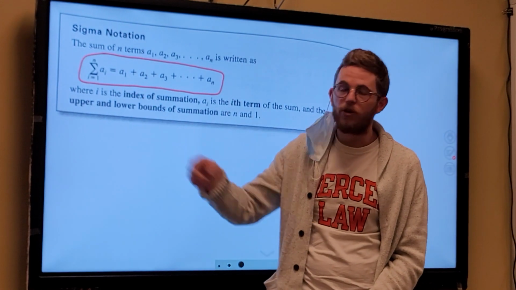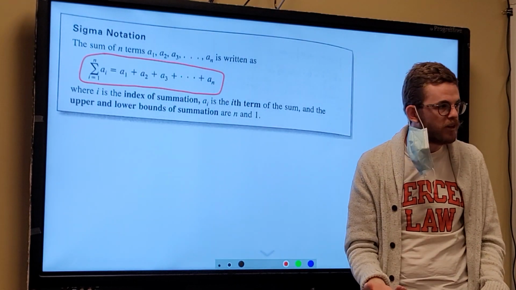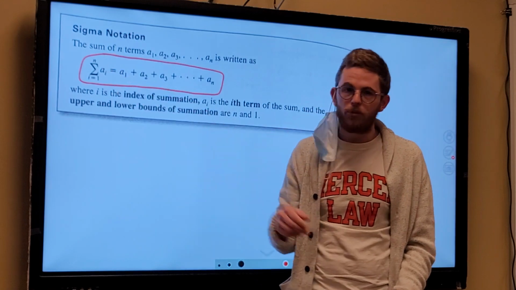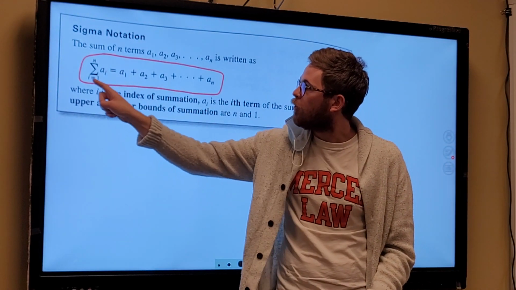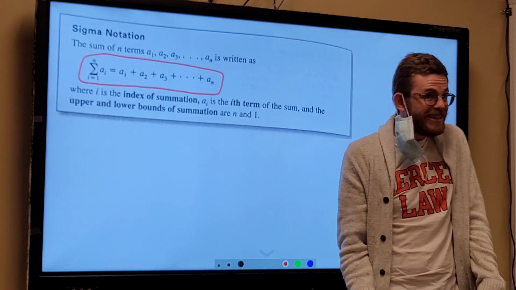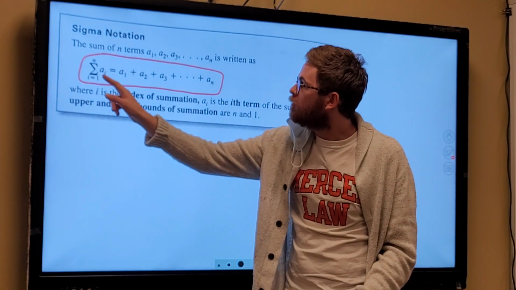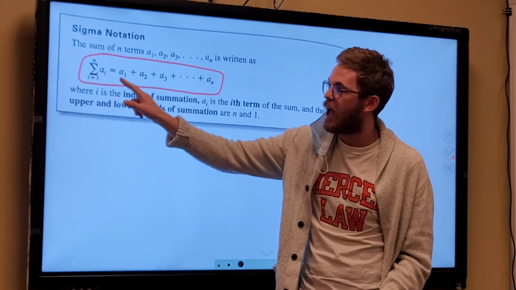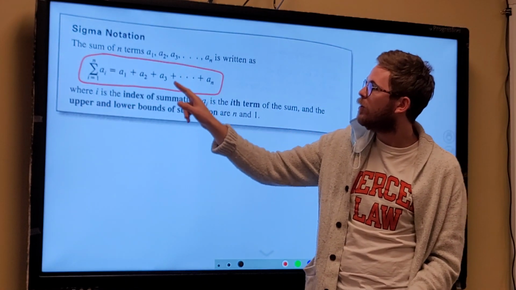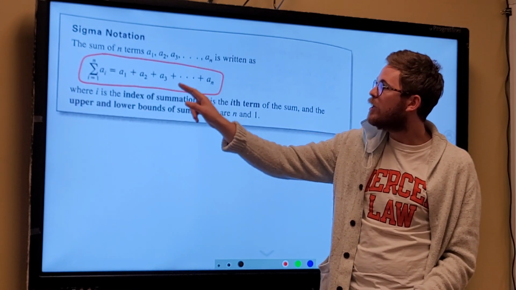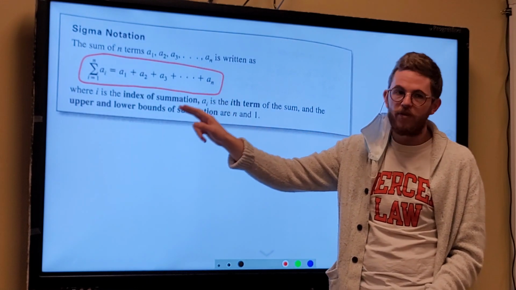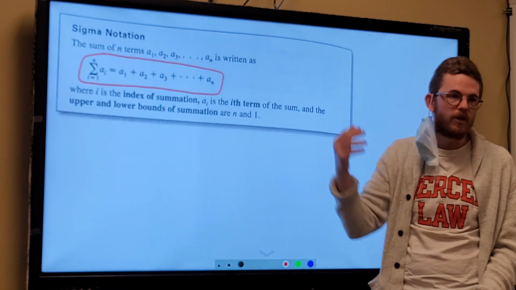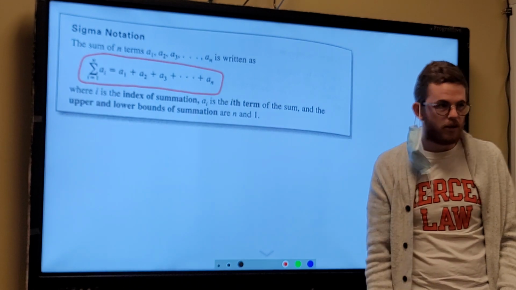So notice this very general form, and we're going to see some very specific examples to understand this a little bit better. With a subscript i, we're starting at i equals 1 and going to n. So we plug in a 1, so we have a of 1. Then we plug in a 2, and we add it. Then we plug in a 3, and we add it. And we keep plugging in a of 4, a of 5, a of 6, a of 7. We keep adding all the way until we get to a of n.